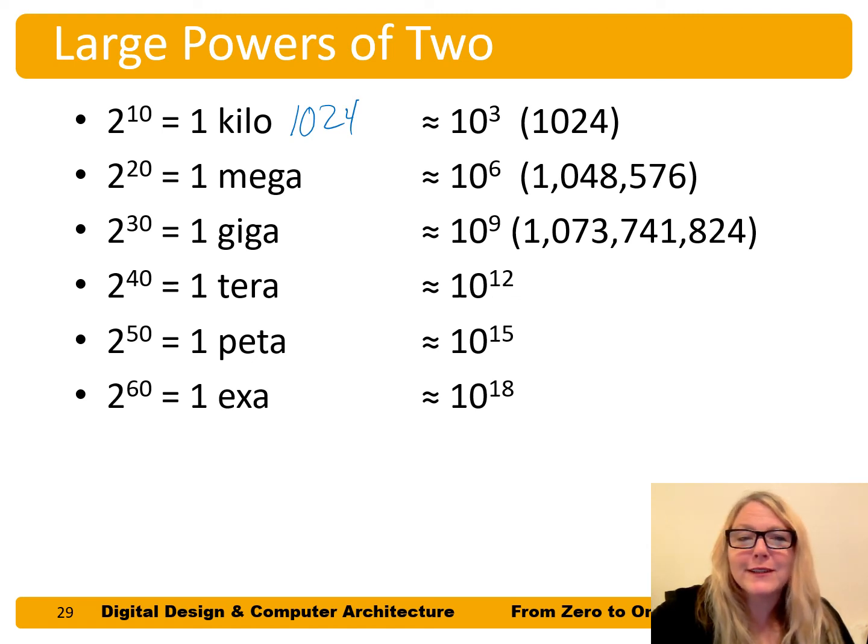When you're buying memory and you get 10 gigabytes of memory, you're actually getting a little bit more than 10 to the 9. So we're kind of overloading these terms, kilo, mega, giga, and tera, but really they're powers of 2, but they're close to these powers of 10.